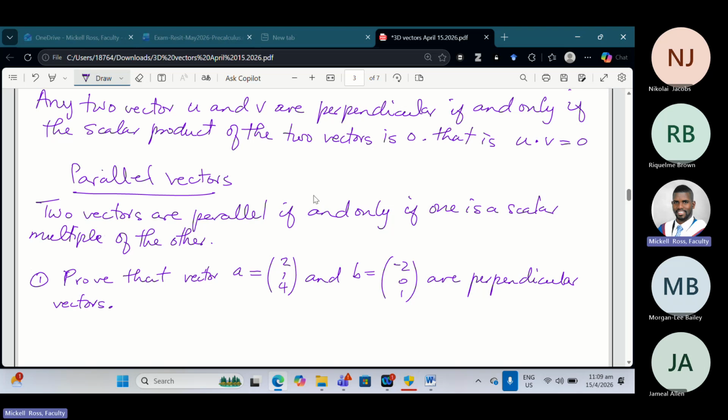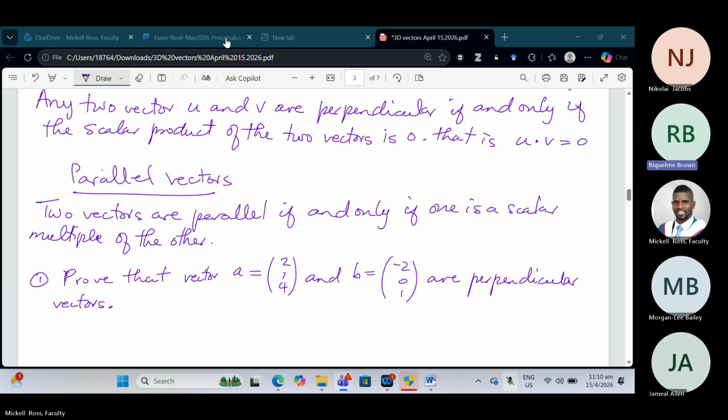I want you to give number one a try. Even without us going through it, by reading the definition and looking at what it's saying, you should be able to do it. So go ahead and give it a try, please.